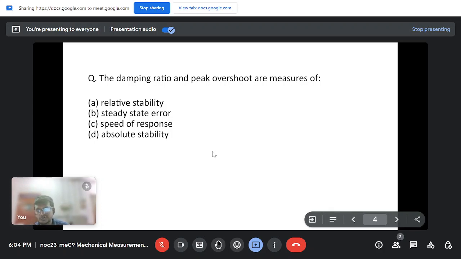Out of the four options: A, relative stability; B, steady state error; C, speed of response; D, absolute stability. These two signify a measure for damping ratio and peak overshoot. So the answer is speed of response. The damping ratio and peak overshoot signify the speed of response.